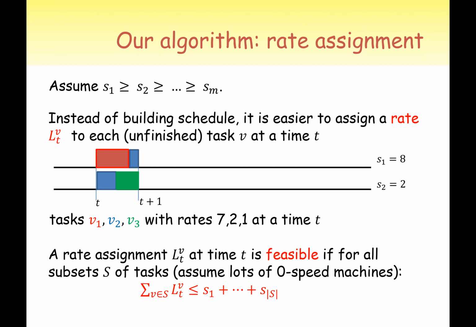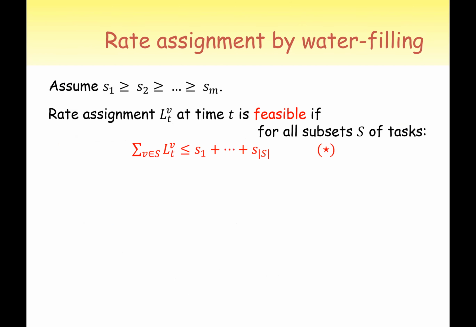Now, of course, one issue is that you may not have enough machines, right? We're looking at S1 up to size of S. So what we'll assume is that there is an infinite supply of 0 speed machines so that we never run out of machines. So if you were thinking of 3 machines, then the top 3 machines will have speed 8 plus 2 plus 0. So that's why this condition makes sense. Okay. So as long as this prefix condition is satisfied for every subset of tasks, then one can build a schedule out of it. That's why we'll only deal with assigning rates.